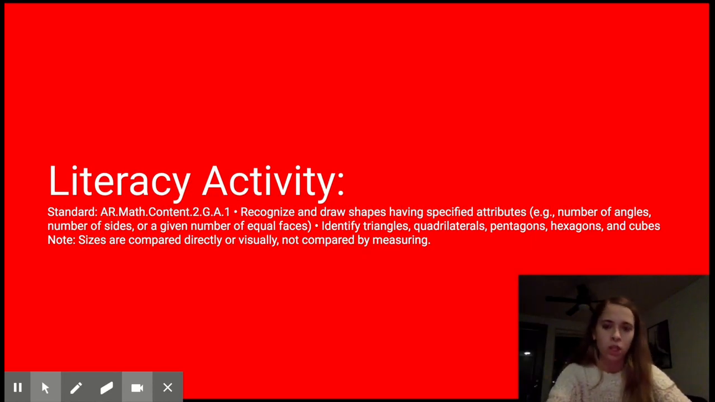We're not so much looking at the degrees of angles or if they're all equal, obtuse, acute, things like that. The students can obviously talk about that if it's been discussed in class, but we're mainly focusing on the sensible attributes that they would know at this standard in this grade level.